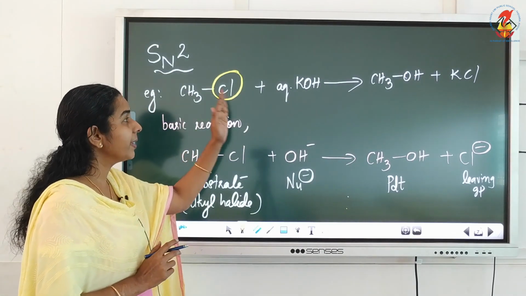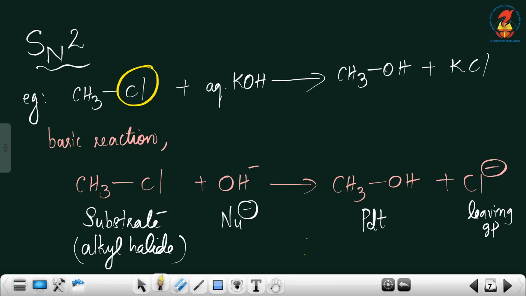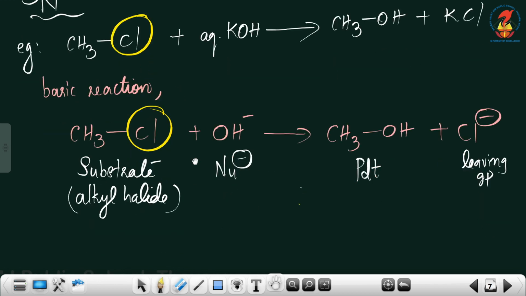Now, what is the basic reaction happening during this reaction? CH3Cl, and the nucleophile present in KOH is OH minus. On reaction, Cl will be replaced by OH, so we are getting the product as CH3OH, and Cl will be going as Cl minus. So Cl minus is known as the leaving group.